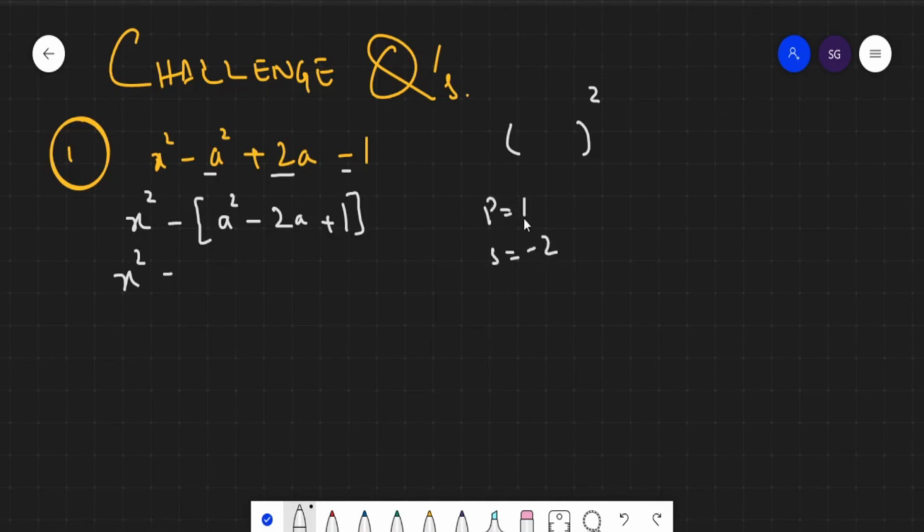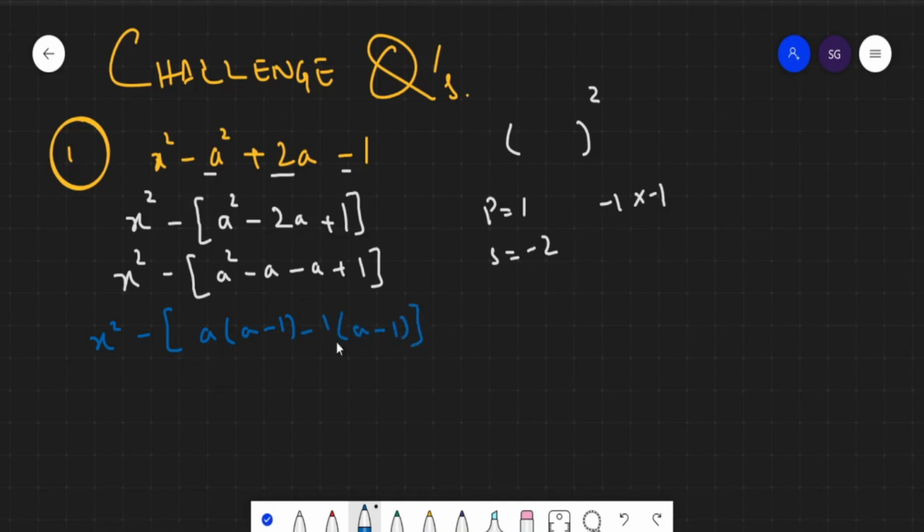Clearly 1 is obtained by multiplying 1 by itself, and then 1 plus 1 is 2. But the sum is negative, it means it's not 1 and 1, it's in fact negative 1 and negative 1. So I'm going to use a squared minus a plus 1. This still results in negative 2a. And our next step is x squared minus a minus 1 for the first pair factorization, and then negative 1 times a minus 1.